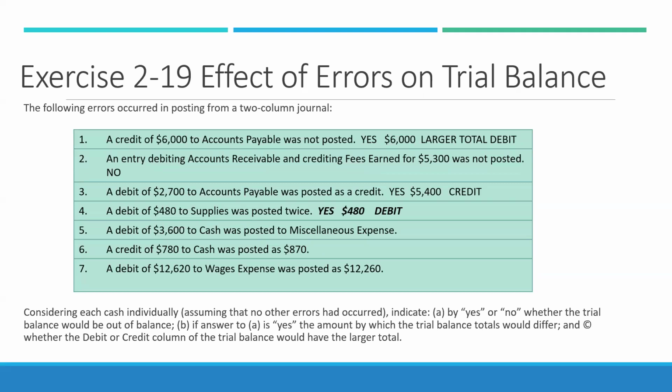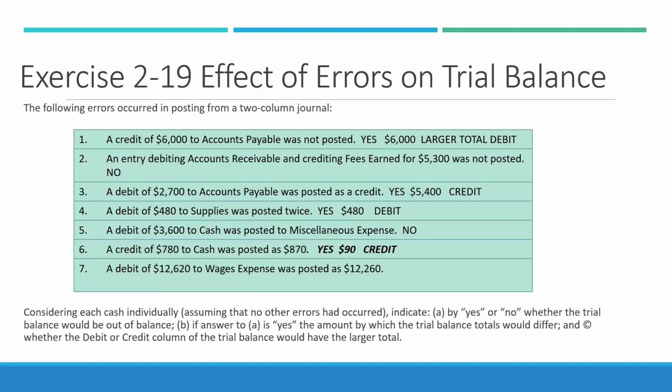Debit to cash was posted to miscellaneous expense. That's not going to impact it because the debit was still posted. It was just posted to the wrong account. So there's going to be no impact there. Credit to cash was posted to the wrong amount. That is going to impact it because it was the wrong amount of debit without an offsetting credit was posted. Or credit in this case, so the credits are going to be greater.